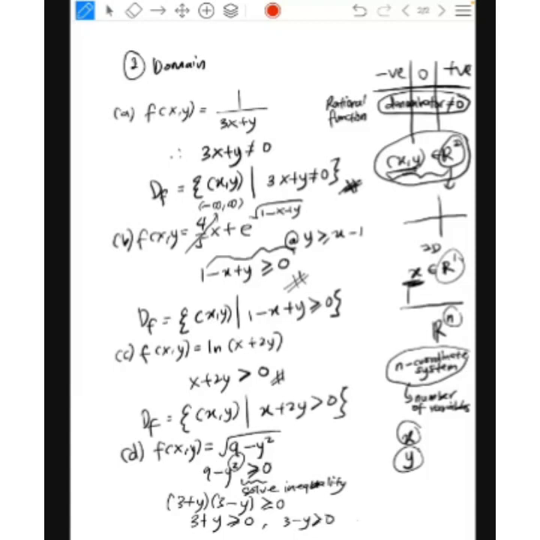Or both are less than or equal to 0: 3 plus y less than or equal to 0, and 3 minus y less than or equal to 0. The product can still be positive. Then you solve it. Since it is 9, the square root gives 3. You will get y in between negative 3 and 3. Okay, so this is your domain.